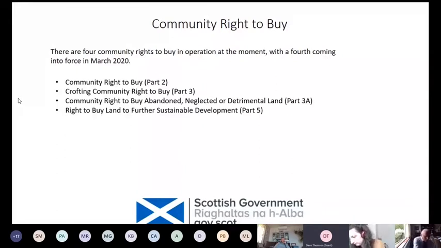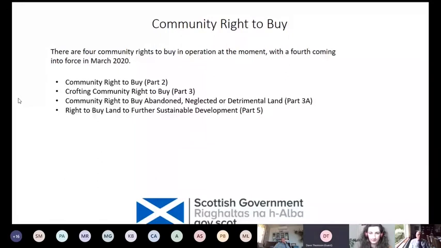I'll concentrate on the comparisons between the Part 2, Part 3 and Part 5, because they generally have the same steps that community groups have to go through. And as I go through the comparison of the steps, I'll try and explain a little bit about some of the requirements. It's by necessity going to have to be a bit of a whistle-stop tour, but we'll try and get through as much of it as possible.